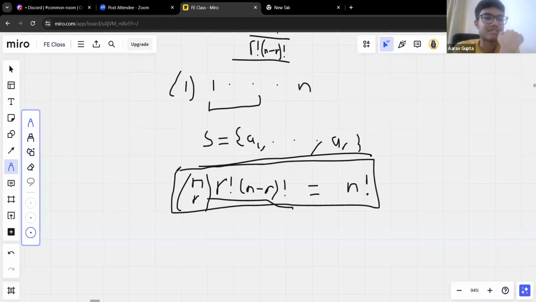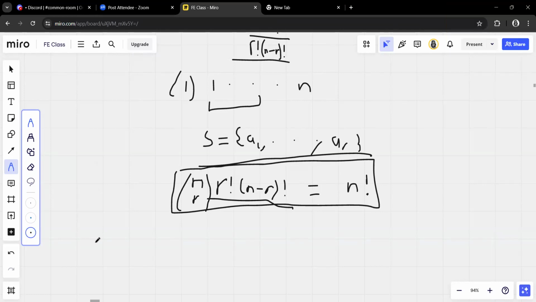Is this clear? Yeah, okay. No, I don't understand. What part of this don't you understand? What does this "n choose r is a subset of n factorial" mean? I wasn't able to understand this part.